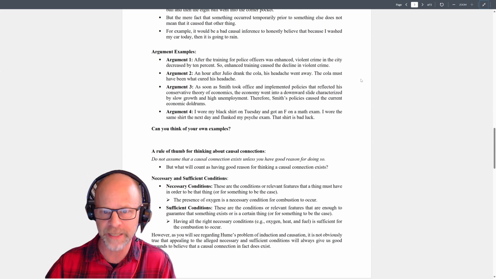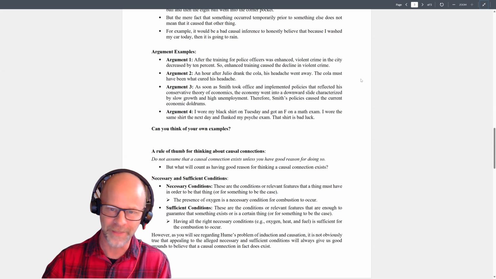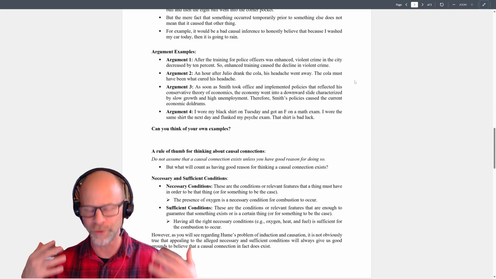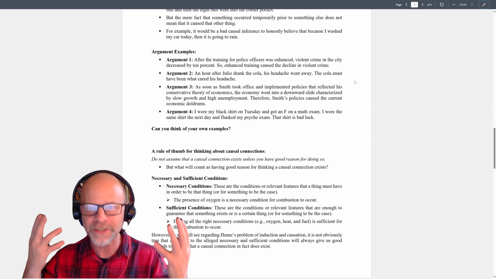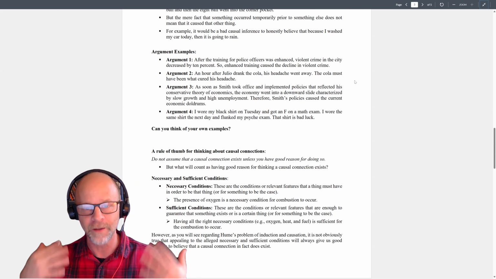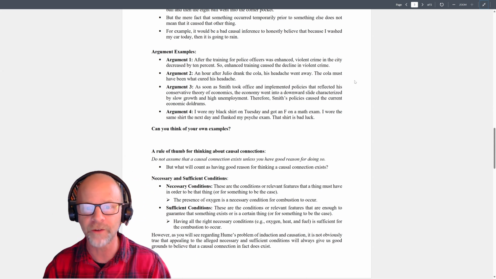Now, the second argument says, an hour after Julio drank the cola, his headache went away. The cola must have been what cured his headache. I think this is sort of an interesting example because oftentimes people do associate the kind of fizzy carbonation, I certainly do, with helping maybe with a hangover or having some headache, right?